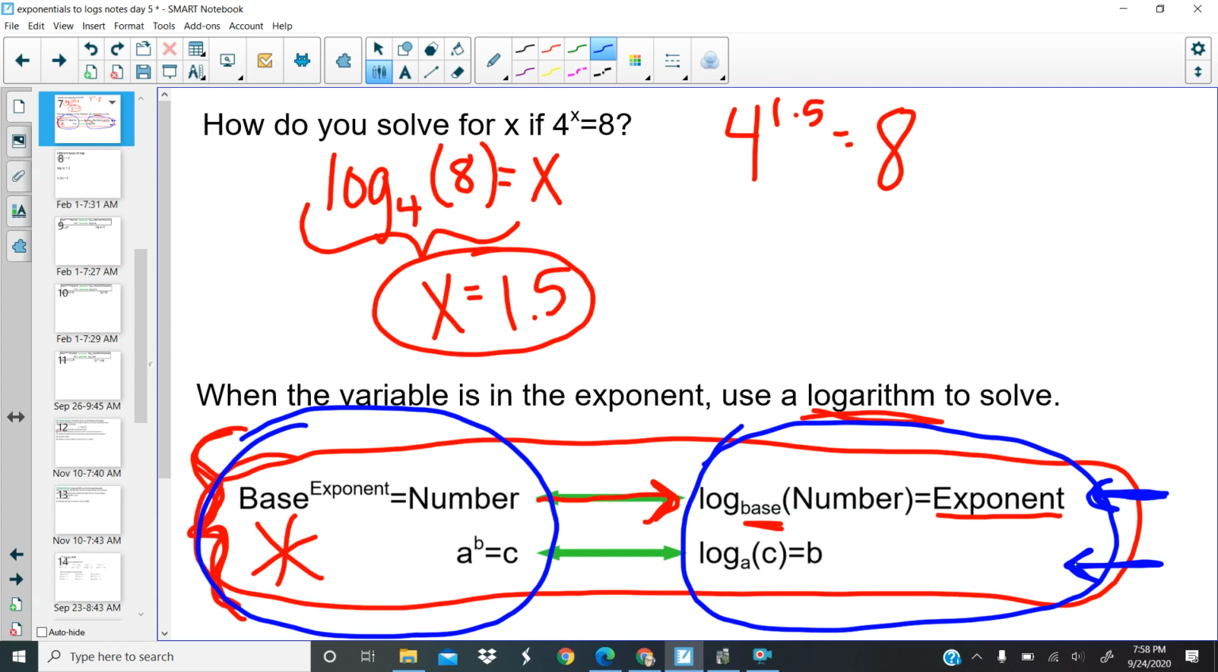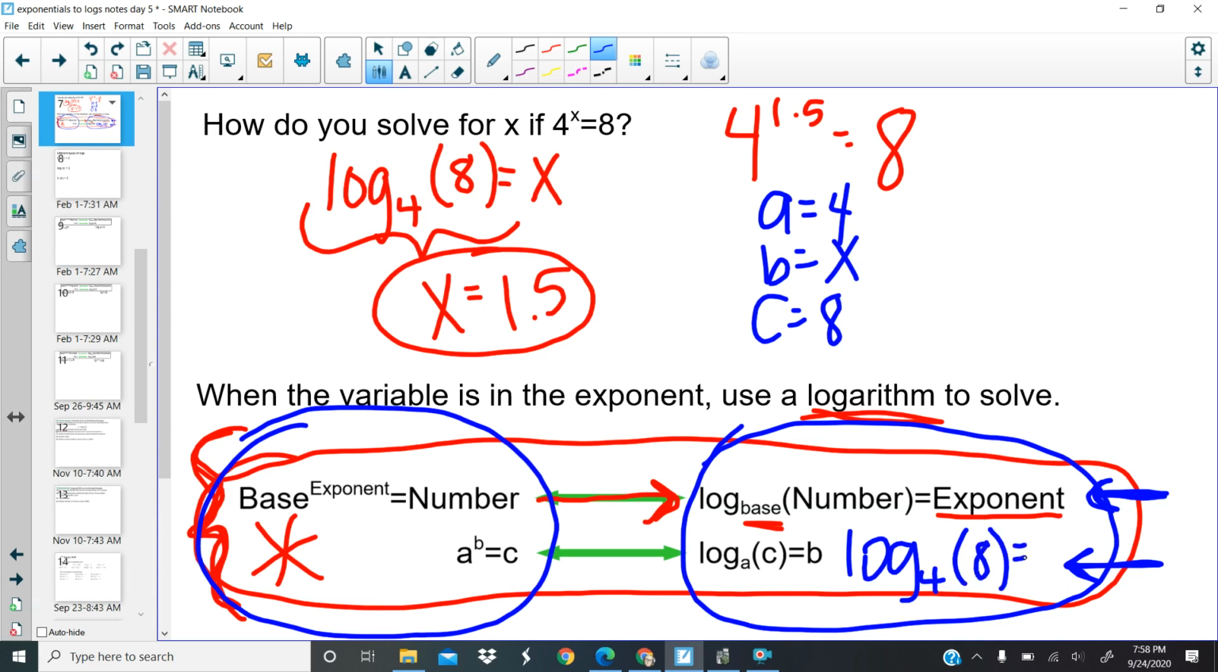If you were doing it that way, then in the problem that we did, you could have said A equals 4, B equals x, and C equals 8, and then you could have put it into this form of log with A being 4, C being 8, and B being x. So if you work better with letters, you can write down the second form, but if you work better with just words, you can write down the first line there.